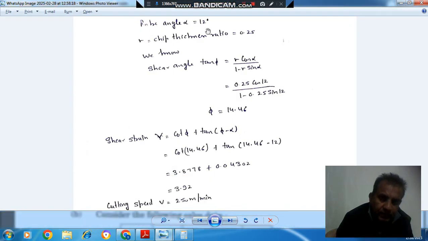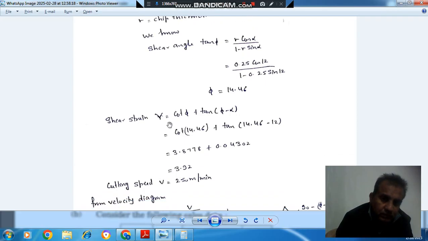So as rake angle is given as 12 degree, chip thickness ratio is given as 0.25, and from the relation of shear angle, tan phi is equal to r cos alpha divided by 1 minus r sin alpha, we can find out this shear angle. Putting these values, alpha as 12 and chip thickness ratio as 0.25, shear angle comes as 14.46.